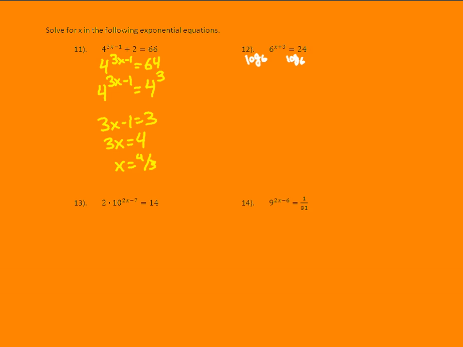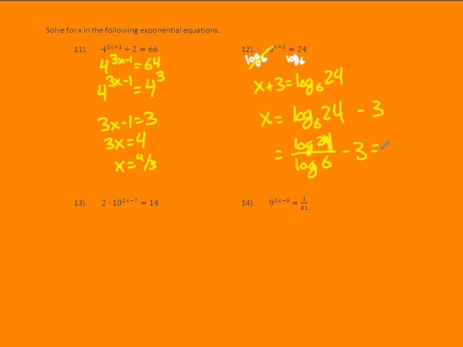So when I do that, the log base 6 and the 6 cancel out. We're left with x plus 3 equals log base 6 of 24. So that means x as an exact answer is log base 6 of 24, and then subtract 3 from it. In your calculator, that's log of the big number 24 over log of the little number, which is 6, and then subtract 3 from that, and I get as a decimal answer negative 1.226.